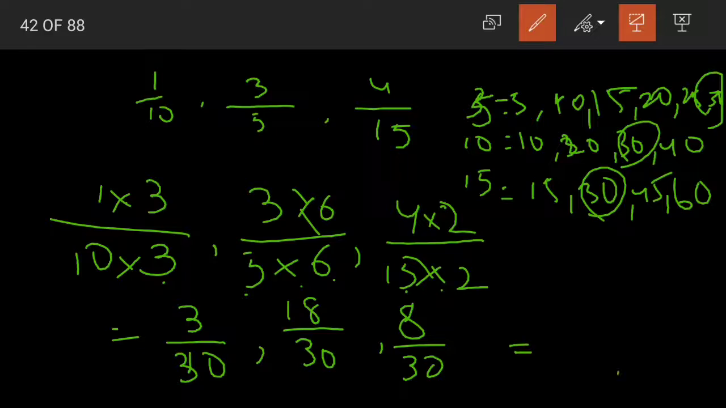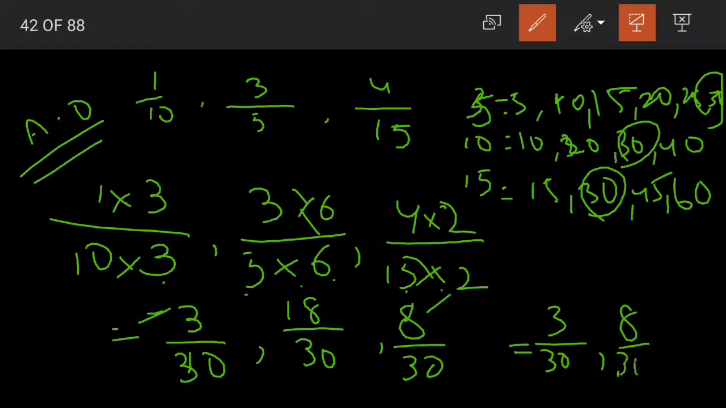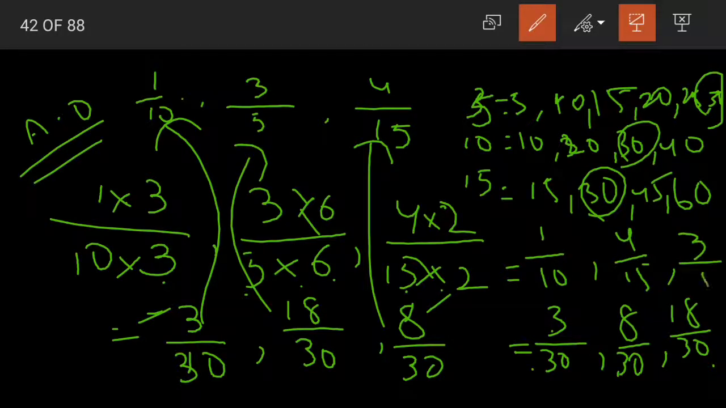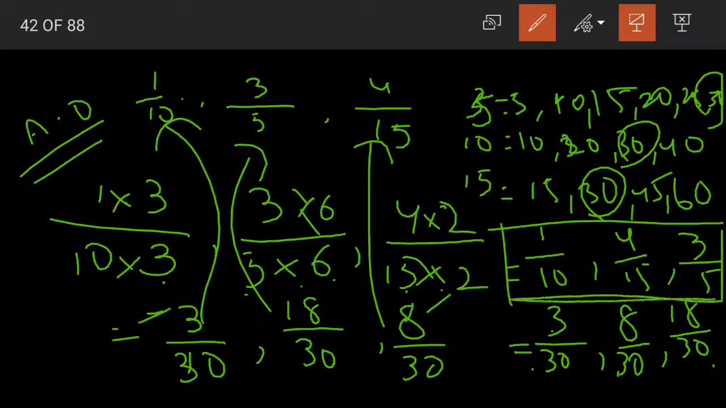Now can you compare and tell me which is the smallest one? We are arranging in ascending order, right? Smallest to the largest. So 3 is the smallest one, 3 by 30. Then we have 8 by 30. Then we have 18 by 30. We cannot simply write these, children. We should write the original fractions. 3 by 30 is nothing but 1 by 10. Then we have 8 by 30 which is 4 by 15. Then we have our 3 by 5. So this is our final ascending order.